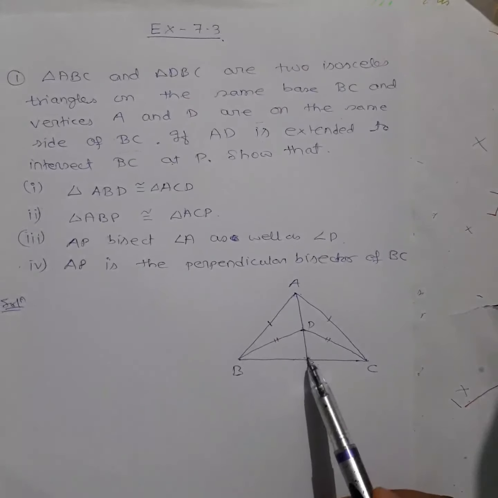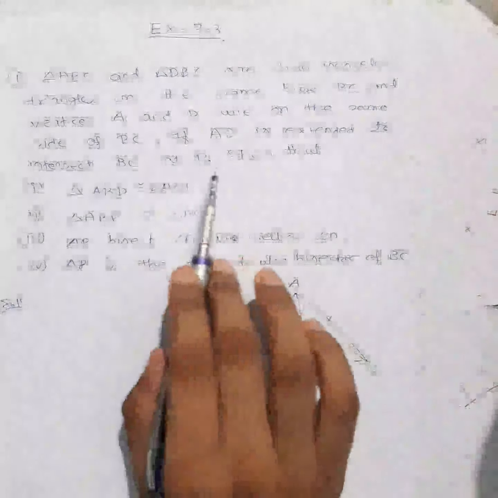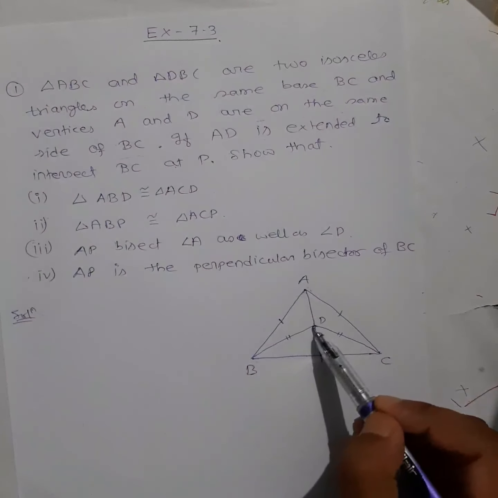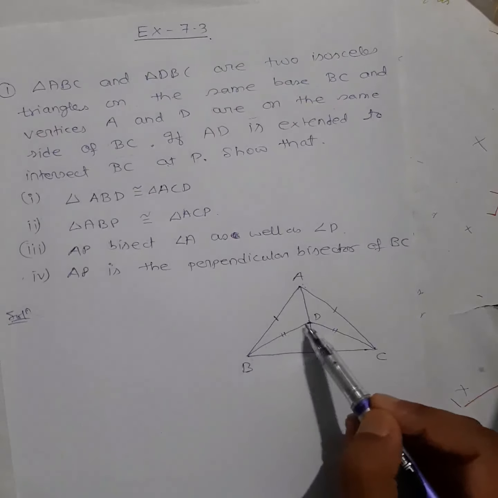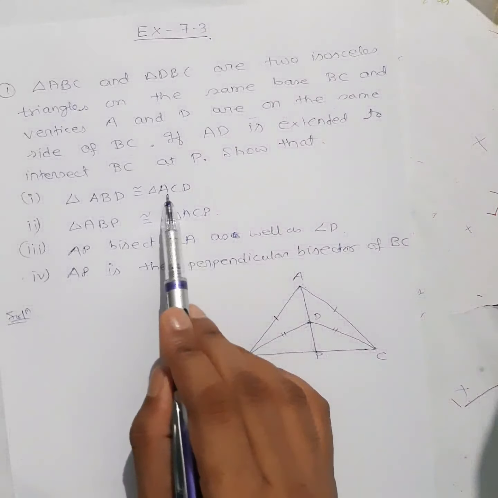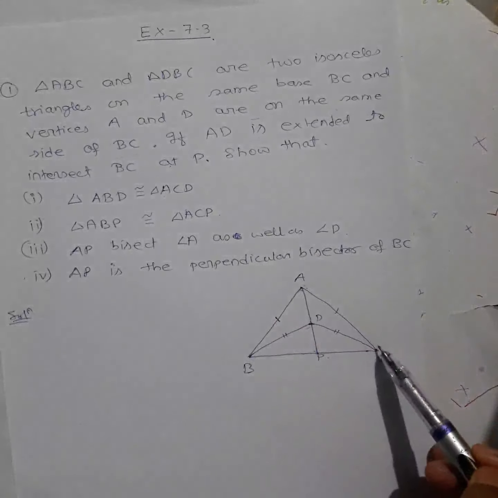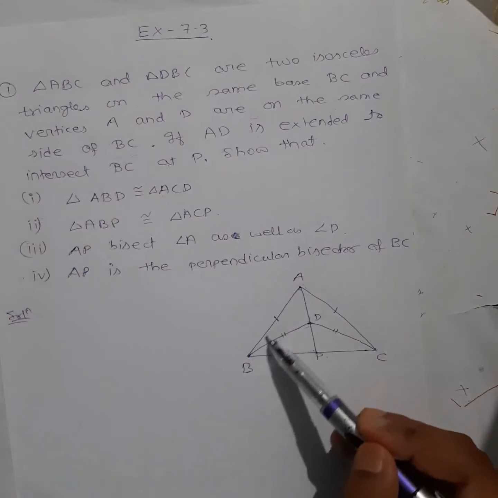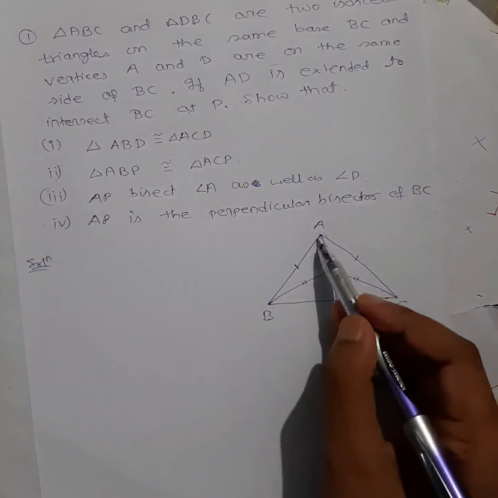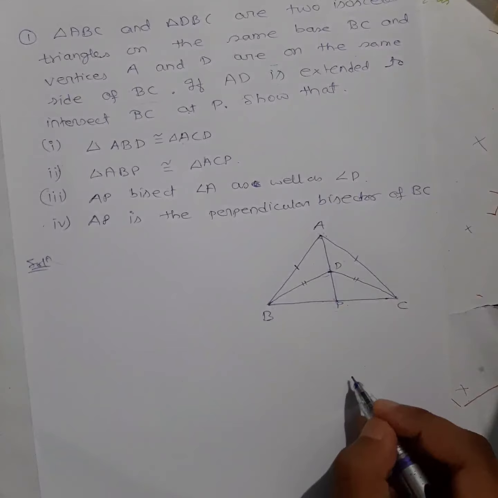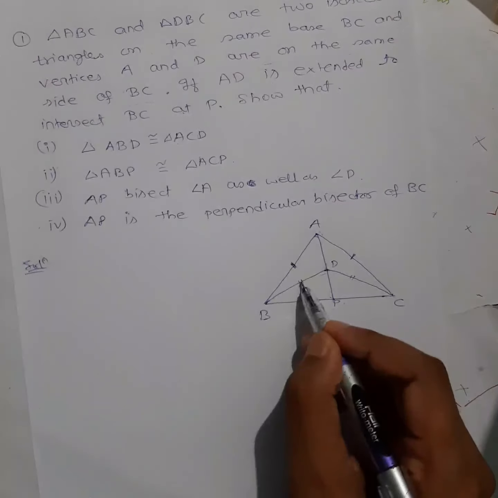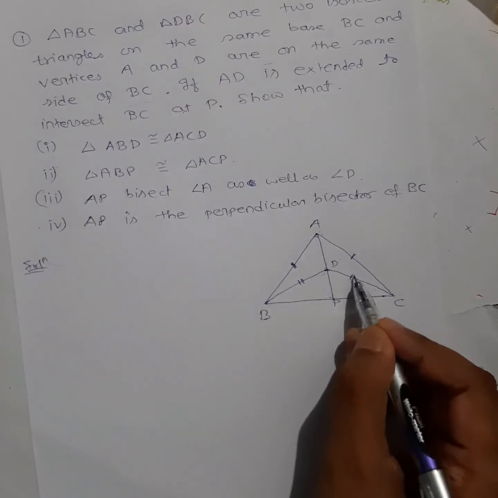BC, towards BC, if you extend and make it meet at P, show that triangle ABD, this triangle, is congruent to ACD. So this triangle I have to show is congruent to this triangle. So very simple proof. You can see this triangle is an isosceles triangle, right? So that's why this side and this side are equal. This triangle is also an isosceles triangle with this side and this side equal, right?